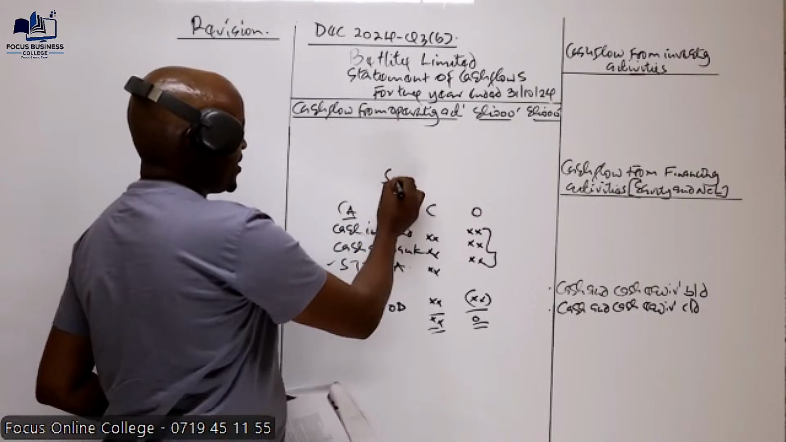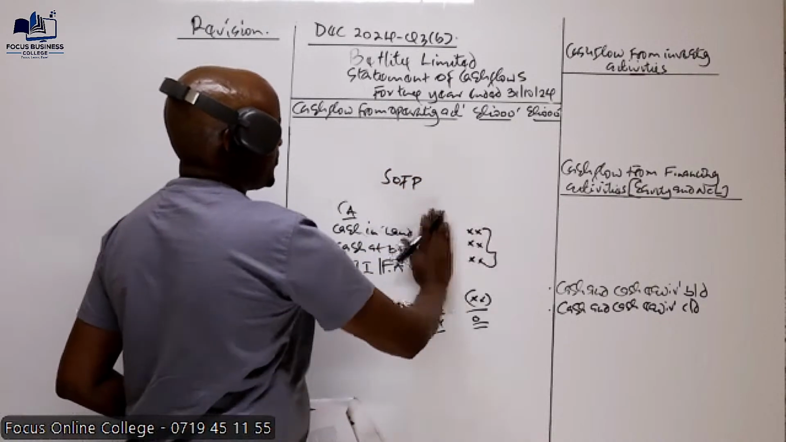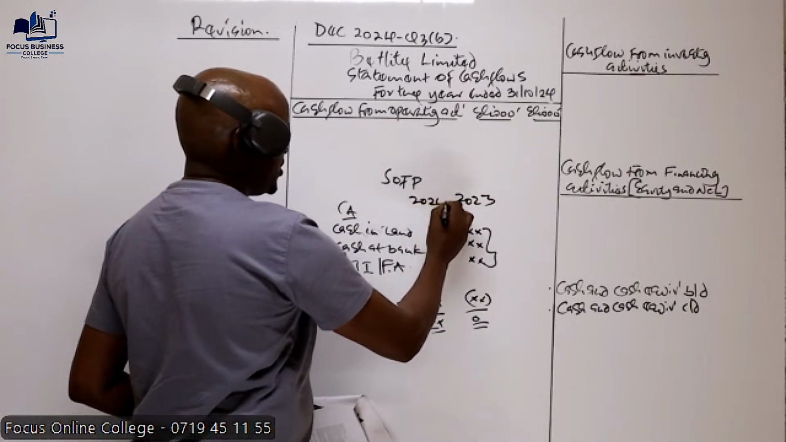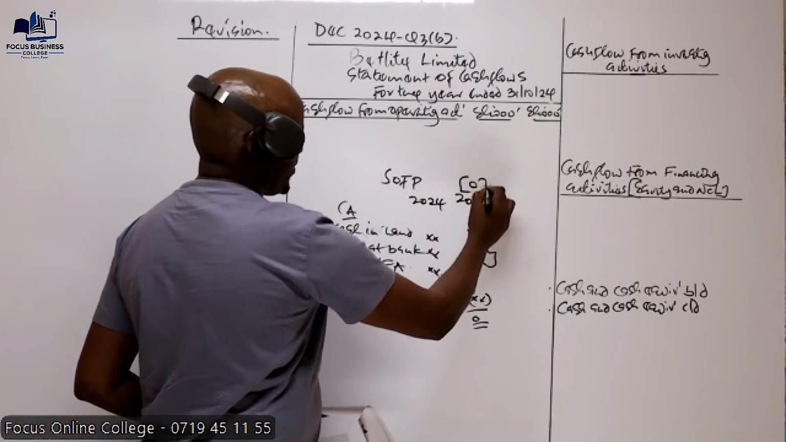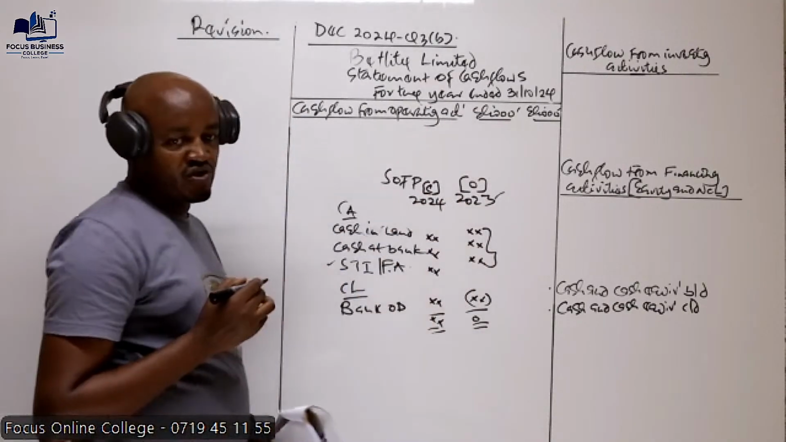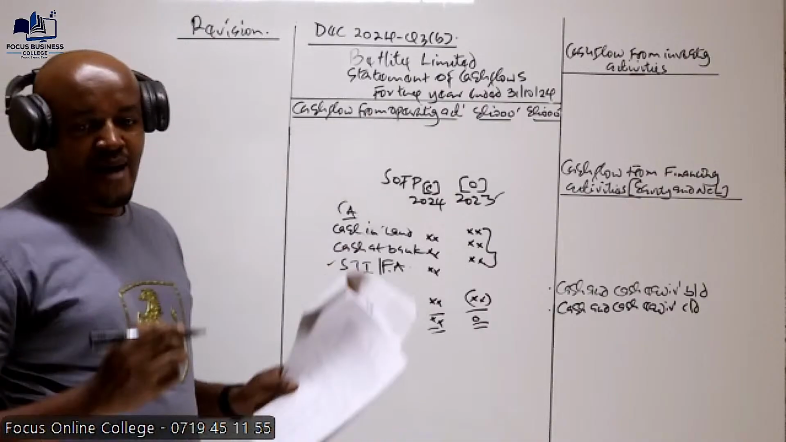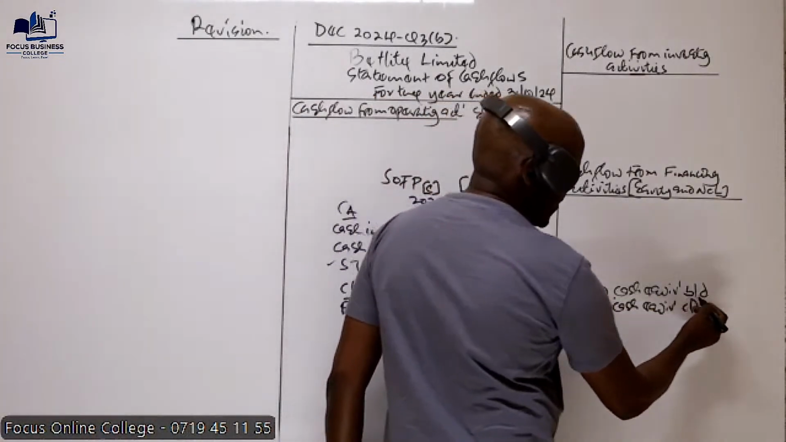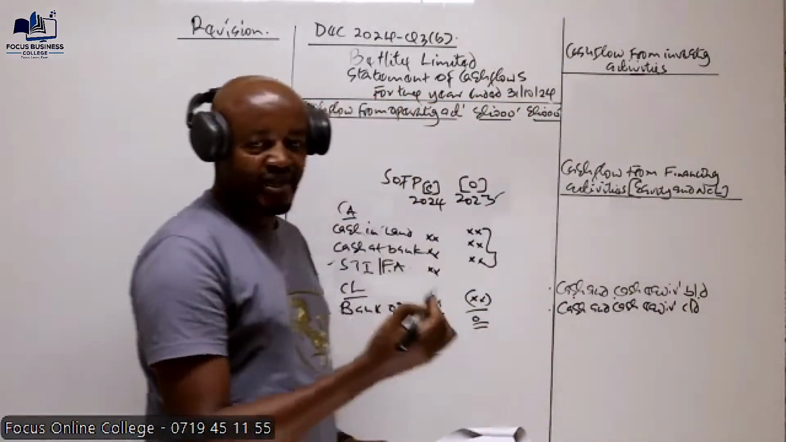Now, in the statement of financial position, we are given the statement of financial position for 2023 and 2024. Remember, we said that whatever you have here, these are opening balances, and whatever you have in the statement of financial position for the current year is a closing balance. So here we start by recording the cash and cash equivalent balance brought down. Balance brought down is the opening balance.